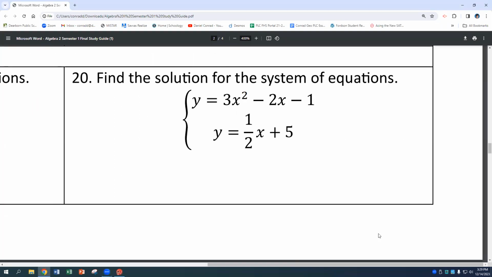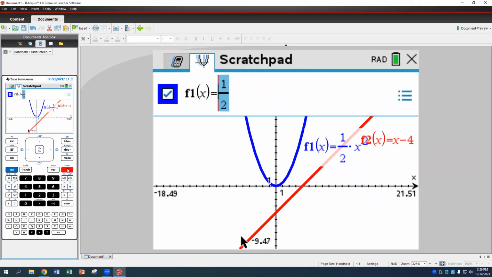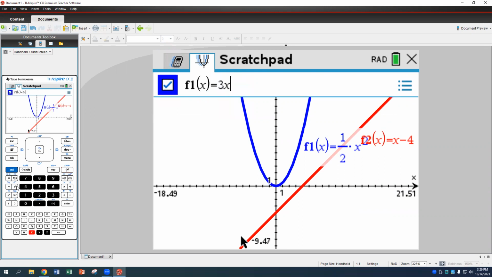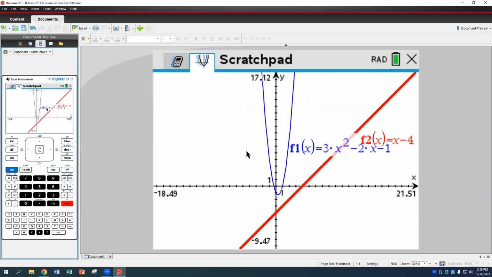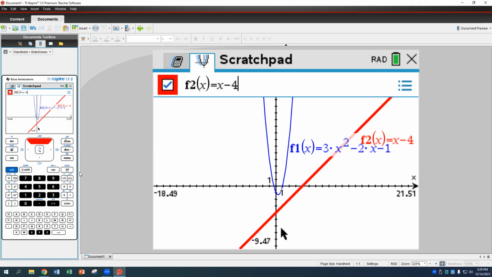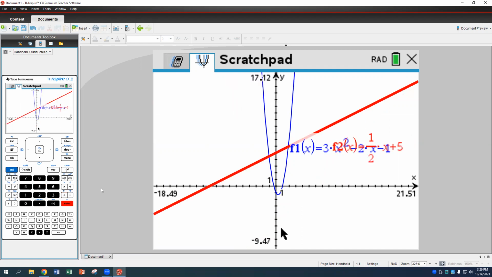Number 20. So again, let's just put it in the calculator. 3x squared minus 2x minus 1. Enter. There's our parabola. Okay, and then the second one is 1/2 x. I believe it was plus 5, right?